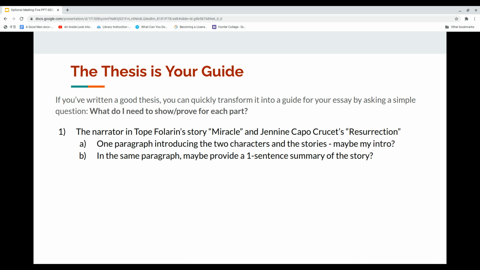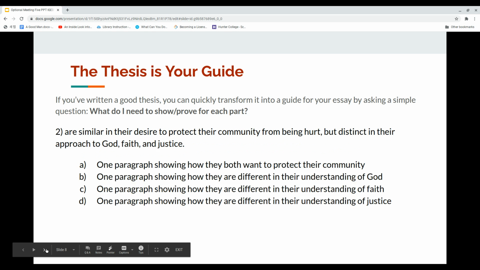If we take this first sentence, the first part of our thesis statement, the narrator in Folarin's story Miracle and Janine Capel-Cruset's Resurrection, we can figure out what we need to say, what we need to prove to our readers to support this first claim. And in this case, we're just introducing two characters. So that's all we need to do. We might even do this in our intro paragraph. We might do it in a paragraph immediately after the intro if we want to spend a little more time. But all we need to do really is make it clear to our readers who the two characters are and what stories they're coming out of.